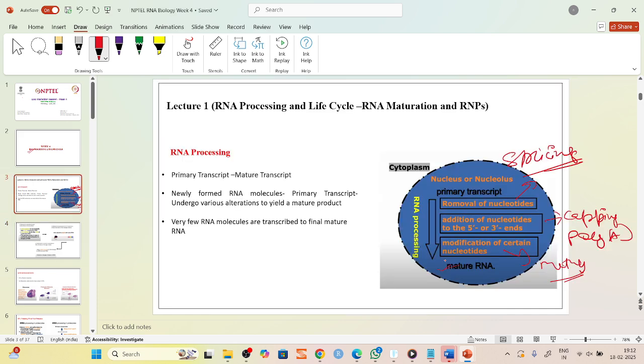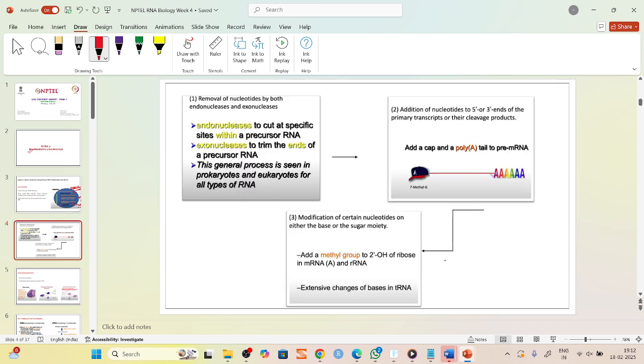So, three points were there: removal of nucleotides, addition of nucleotides, and modification of certain nucleotides. So removal of nucleotides by both endonucleases and exonucleases. Endonuclease will cut within the RNA molecule, and exonuclease will trim the ends of the precursor, whereas exonuclease will cut at the ends. Okay. Then this general process is seen in prokaryotes and eukaryotes for all types of RNA. It occurs in prokaryotes and eukaryotes both, but certain modifications are specifically in the eukaryotes.